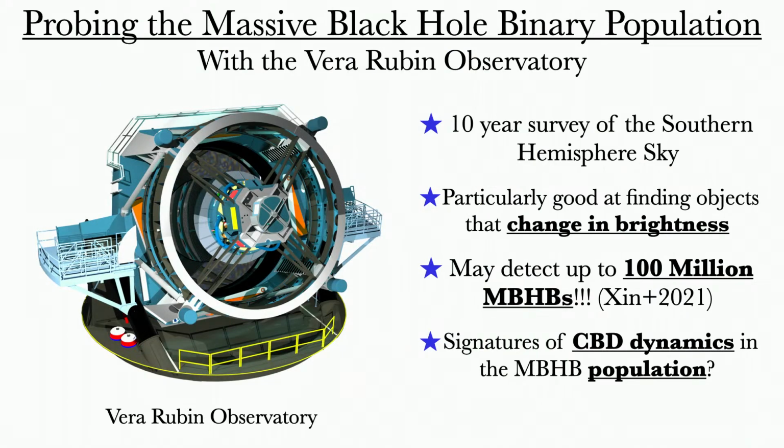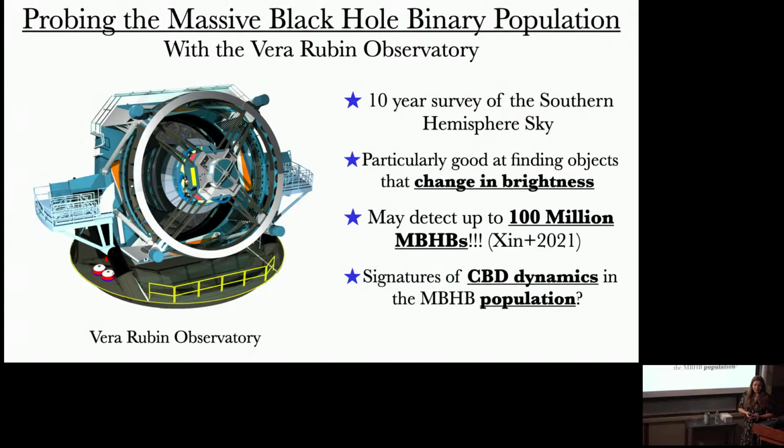First, however, we have to detect massive black hole binaries at scale. The reason that this is a good time to think about this problem is that the Vera Rubin Observatory will likely get first light in the next year and is expected to detect up to 100 million massive black hole binary systems. That is a really, really good sample to start probing the properties of this population and to look for signatures of circumbinary disk dynamics in the massive black hole binary population.